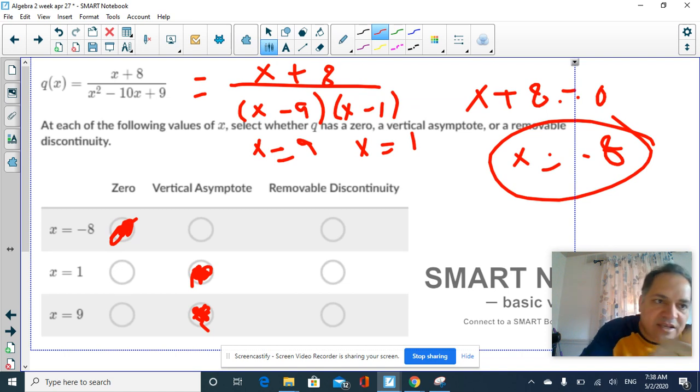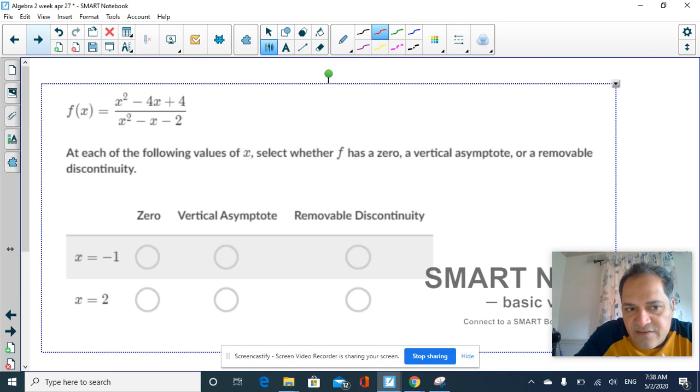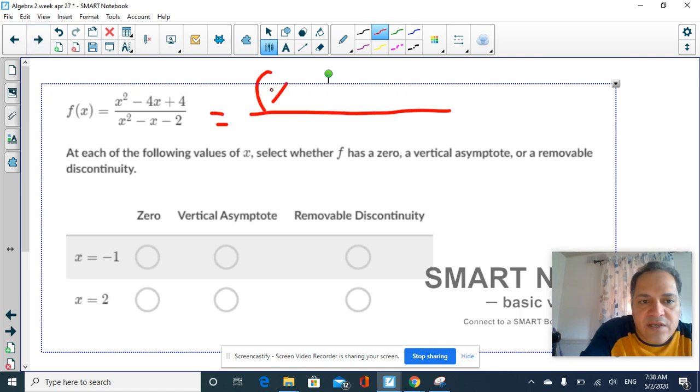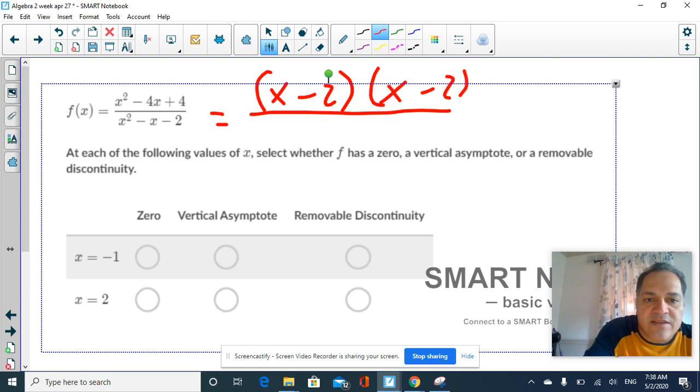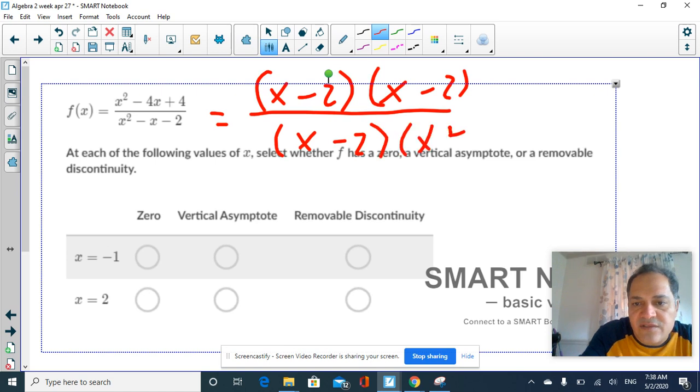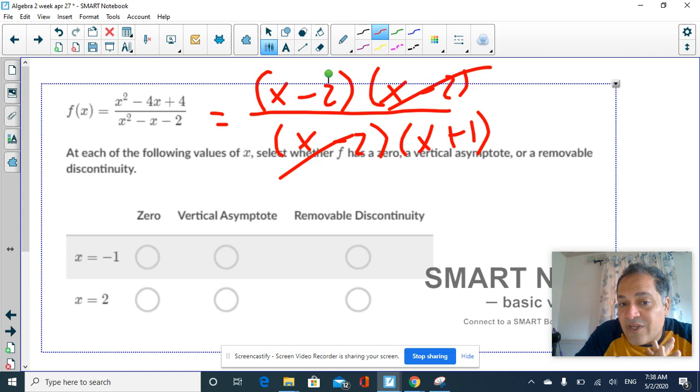Okay. Again, one more question. First, factor. Okay, perfect. So if you factor it, x minus 2 and x minus 2. Am I correct? And the bottom, x minus 2 and x plus 1. Cancel out x minus 2. So here you have removable what? At x equal 2. Yes, removable discontinuity.